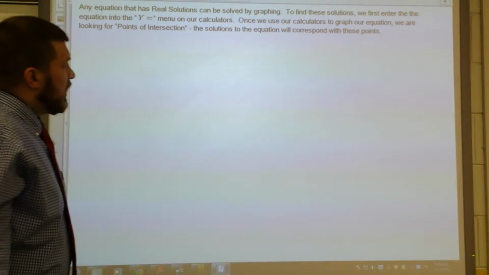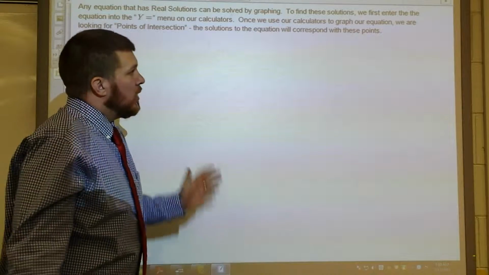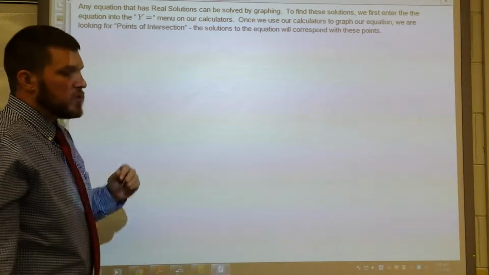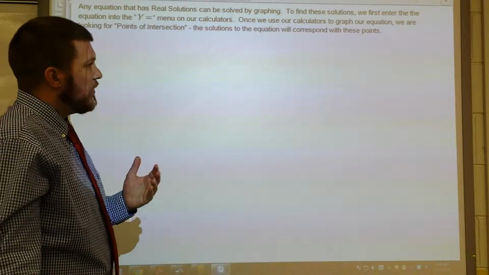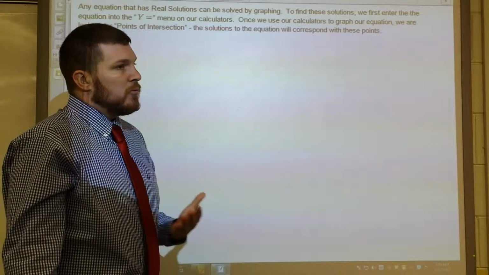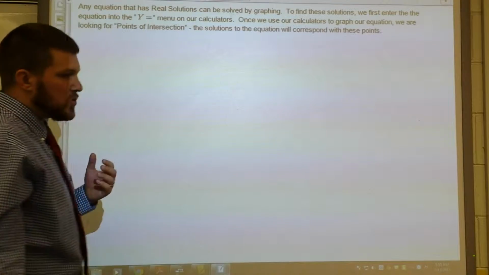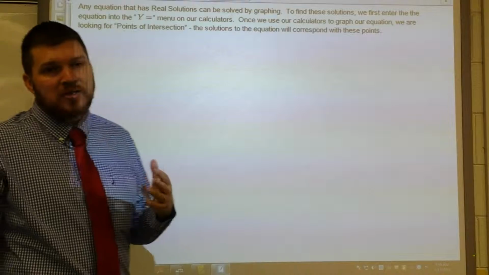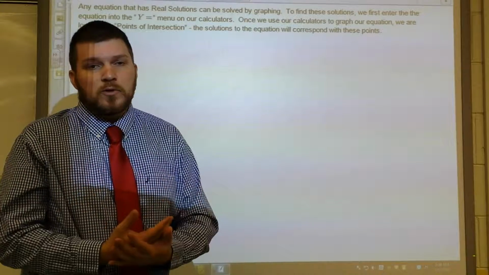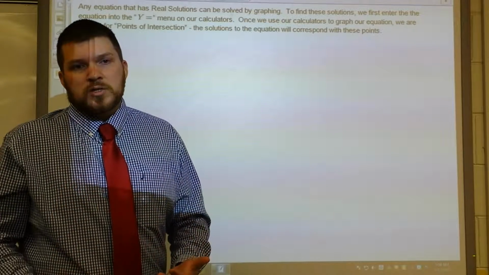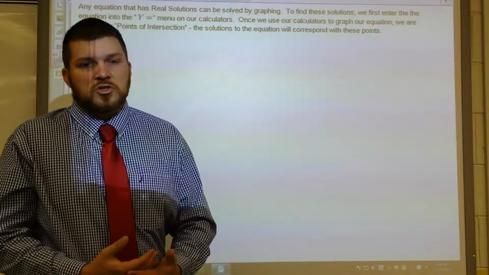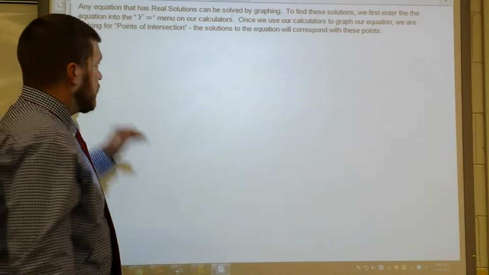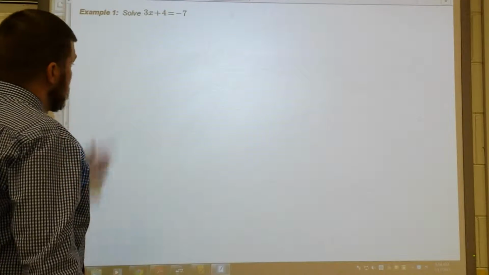So if you're going to solve by graphing, which is totally fine, we first enter our equation into the y equals menu on our calculator. Once you have it, we look at the graph, and we look for the points of intersection, where the two sides, y1 and y2, meet. Once we find a point of intersection, that's where the answer to our equation is going to live, so we want to find that. So here's an easy example.